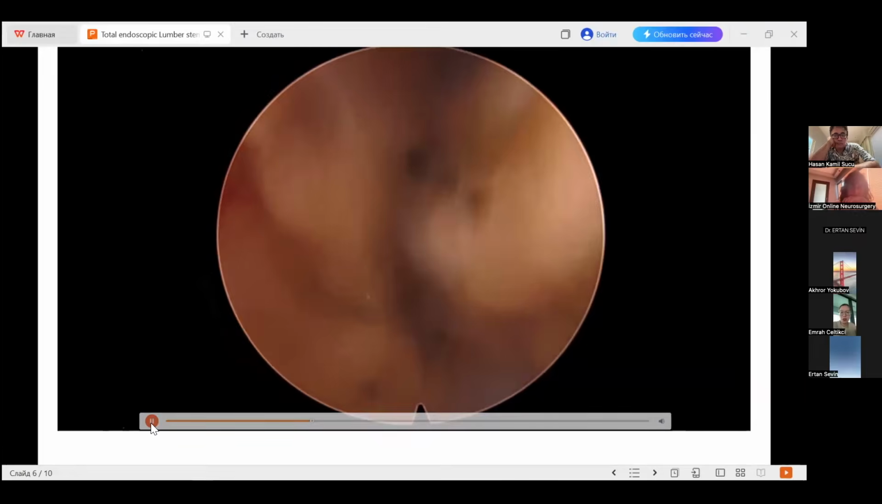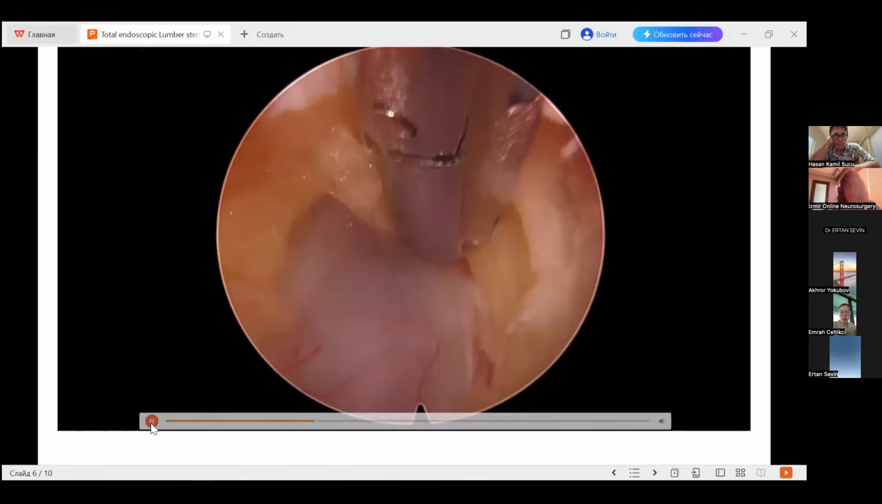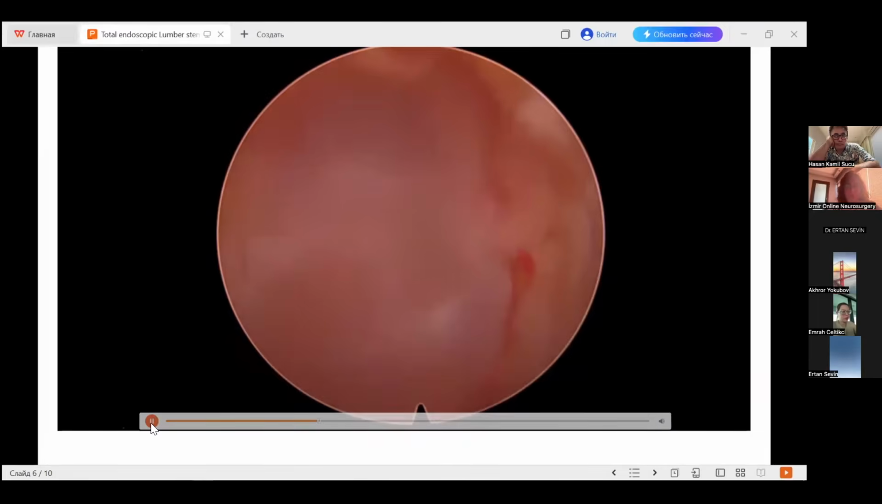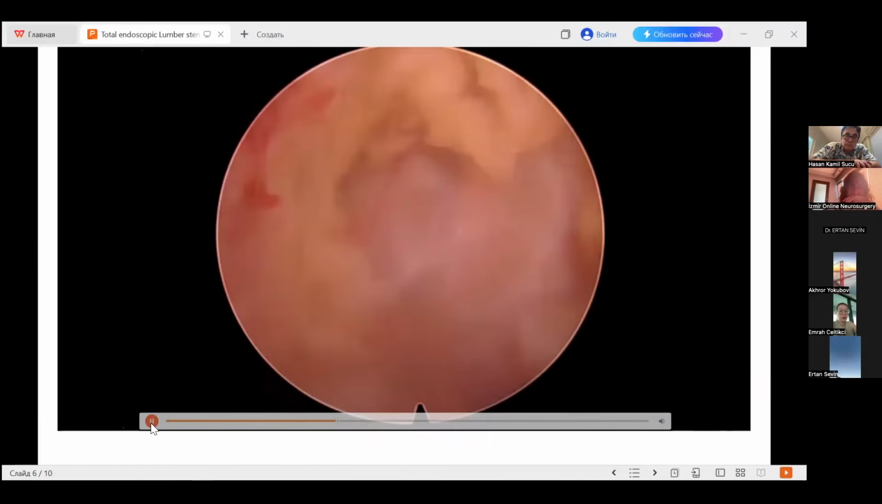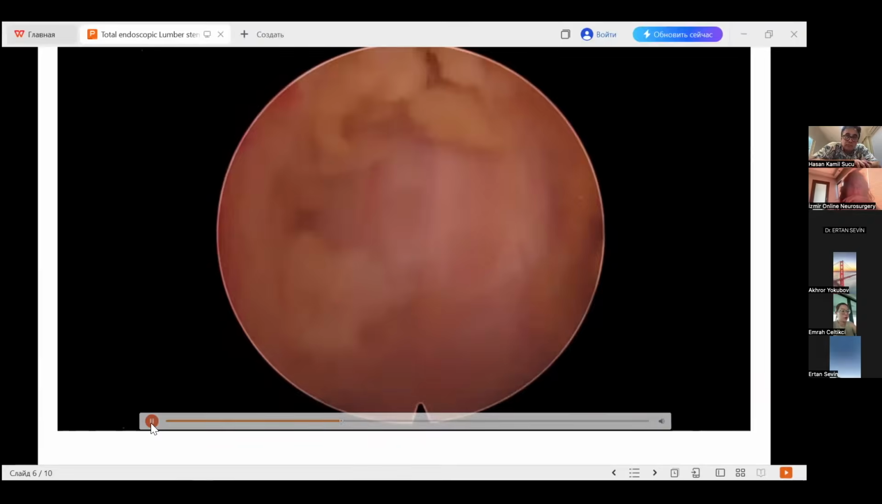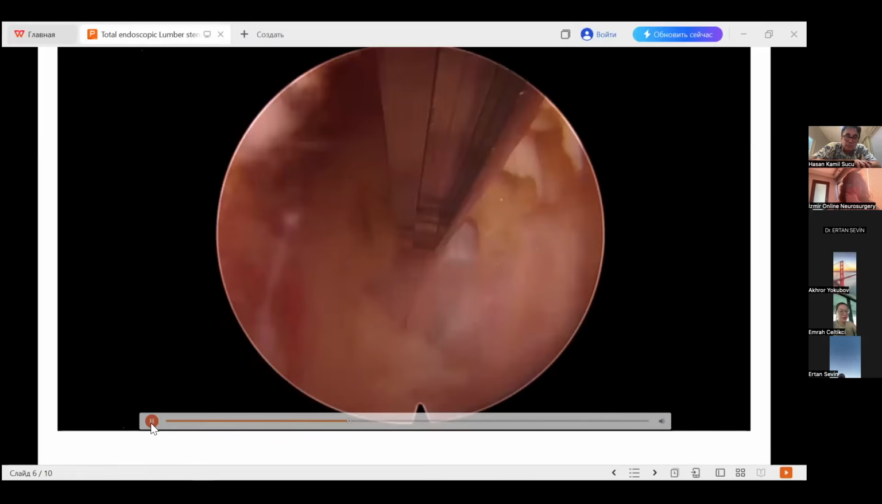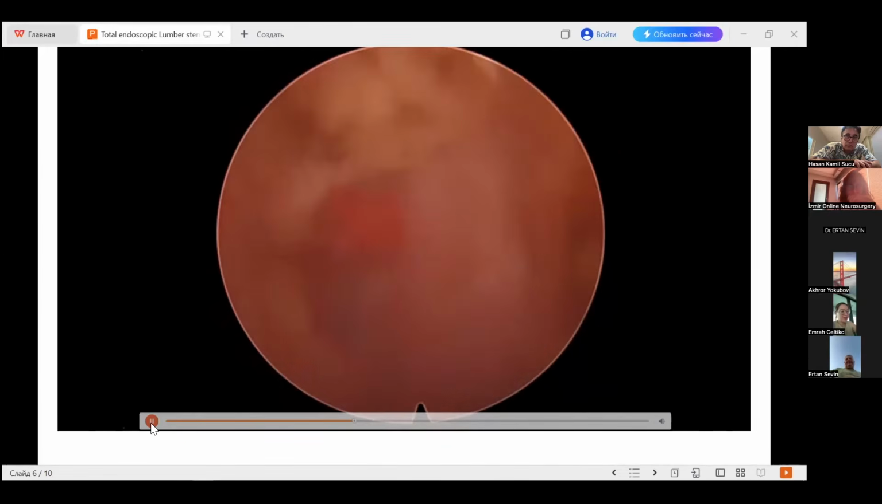Yeah, this is the fat tissue I'm removing, because first I open this middle part because the stenosis is bulging the dura. Now I'm removing the ipsilateral side, not the contralateral. Because I rotate the scope, I'm removing the ipsilateral side.